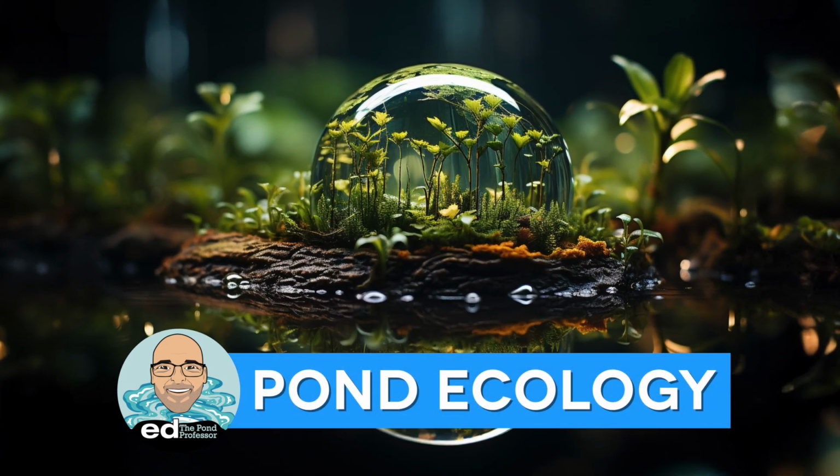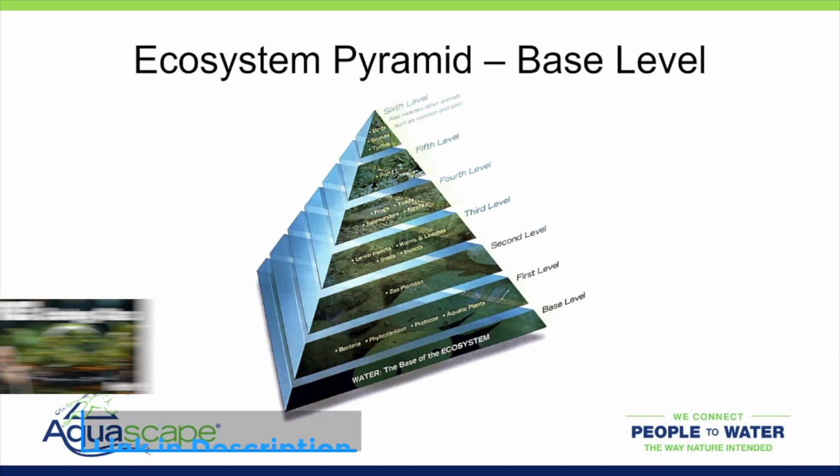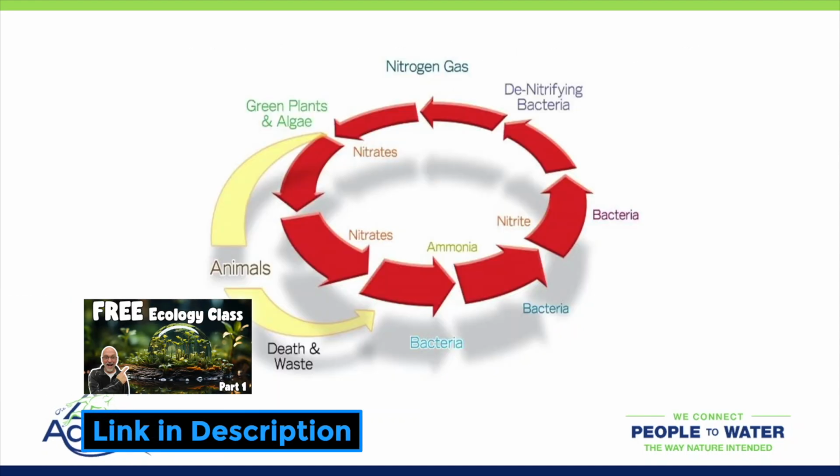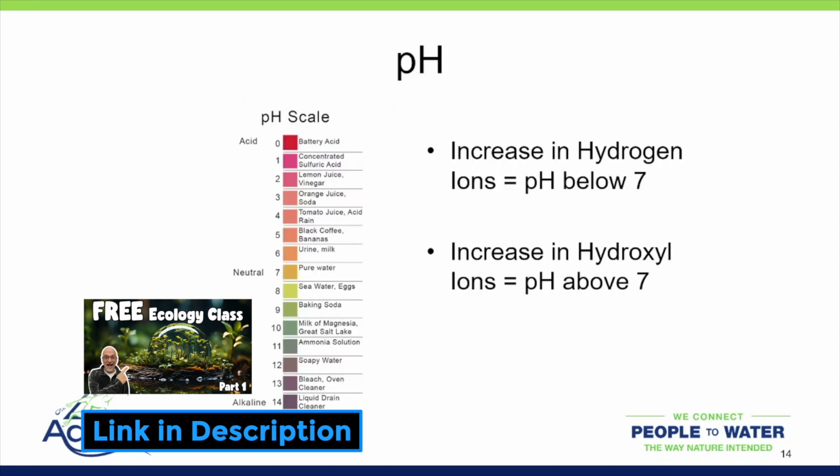Remember last week we talked about the Aquascape Ecosystem pyramid. We also talked about the very critical nitrification cycle as well as pH. All these different things work together in any type of an ecosystem.